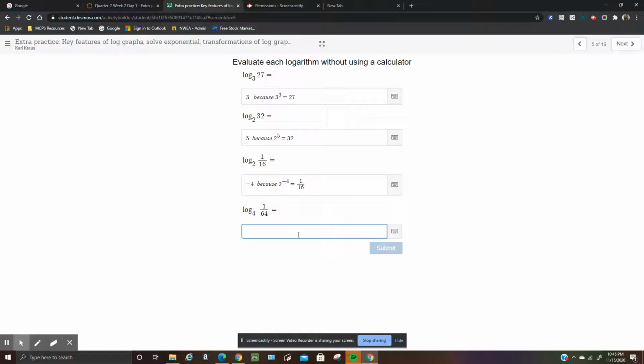And this one is negative 3 because 4 to the negative 3 equals 1/64.